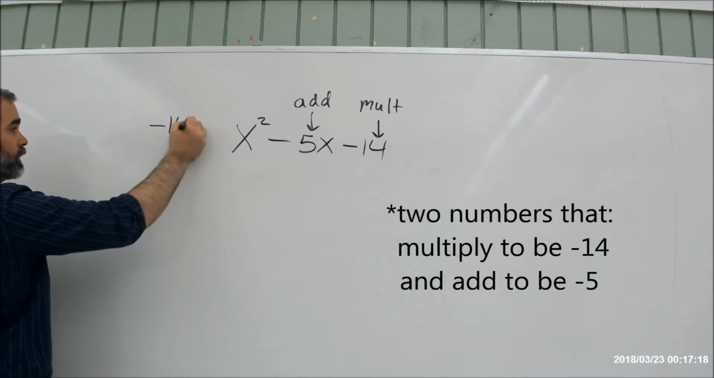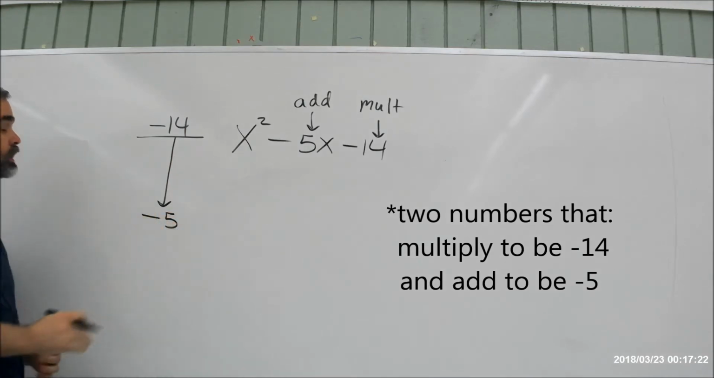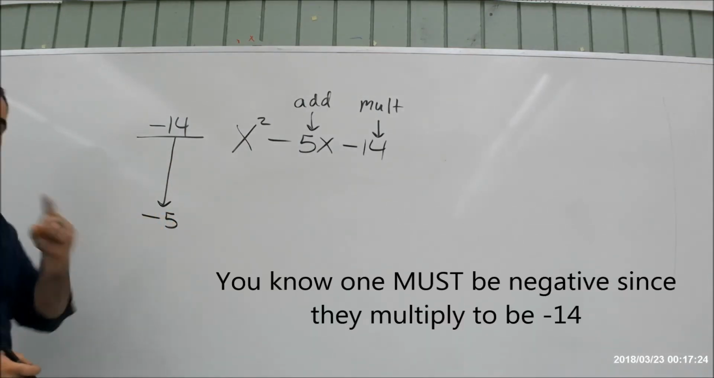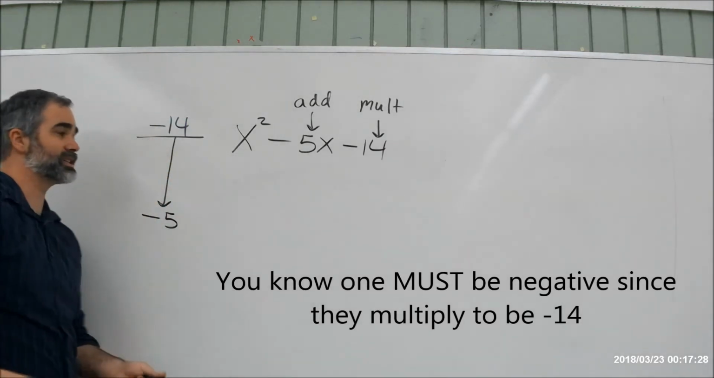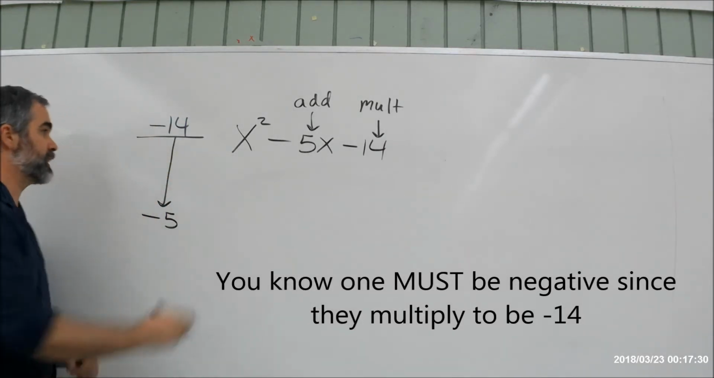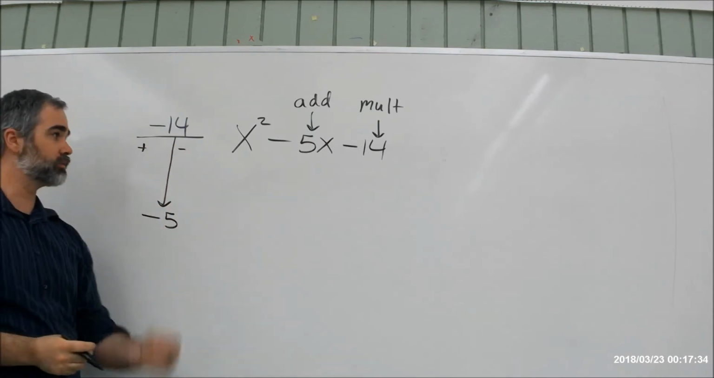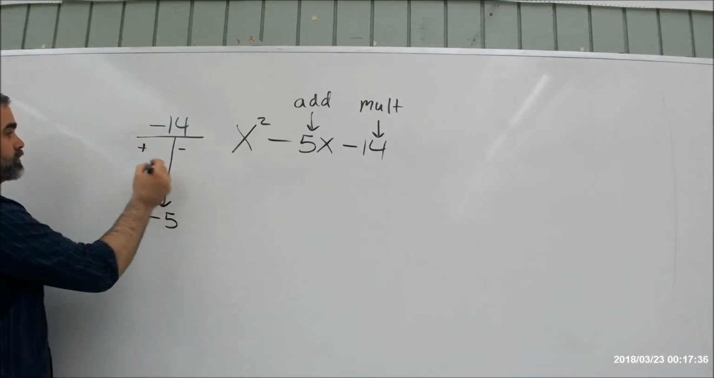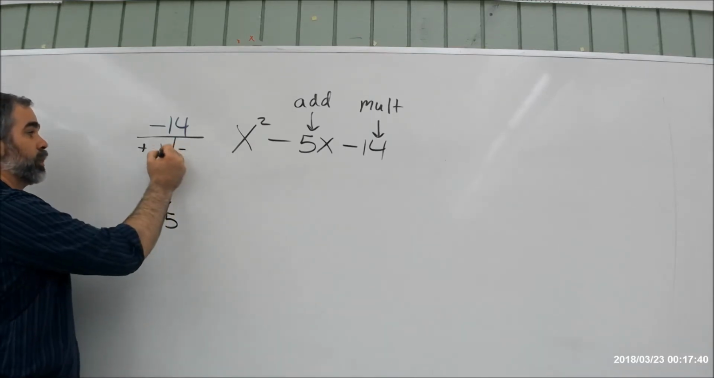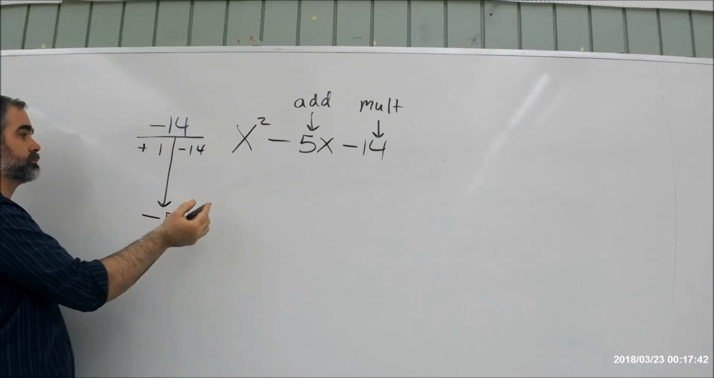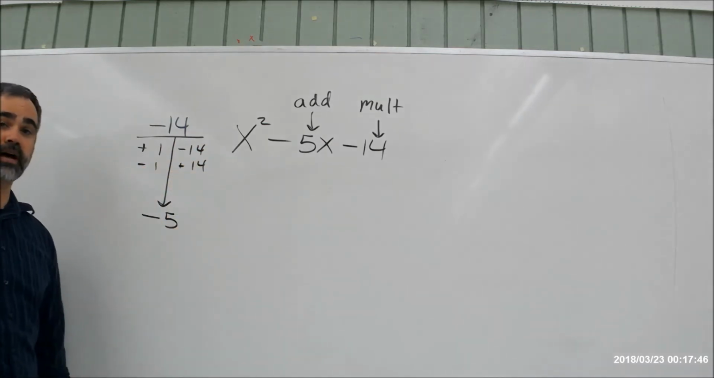So we'll make our chart over here, negative 14. We're going to find the numbers that multiply to be negative 14, and you can come up with all the possibilities. There's a problem here, because negative 14, since it's negative, means one of these has to be positive and one has to be negative, because a positive times a negative is a negative. So you're going to have to come up with both possibilities for each one. I could have 1 and negative 14, or I could have negative 1 and positive 14.